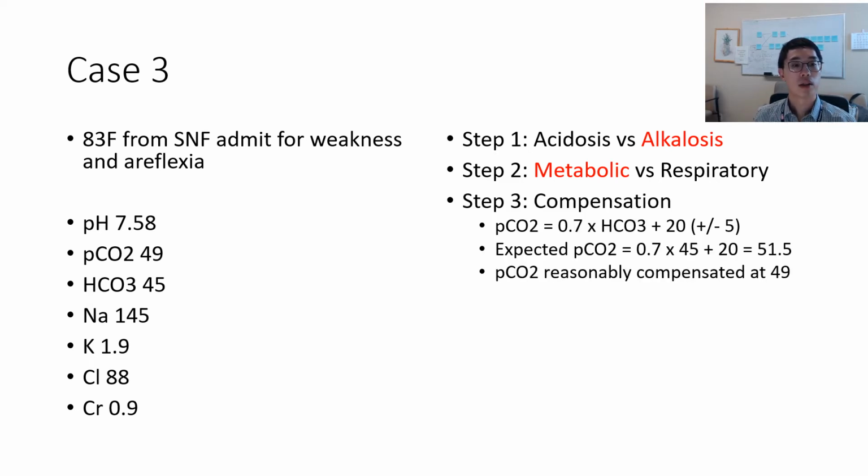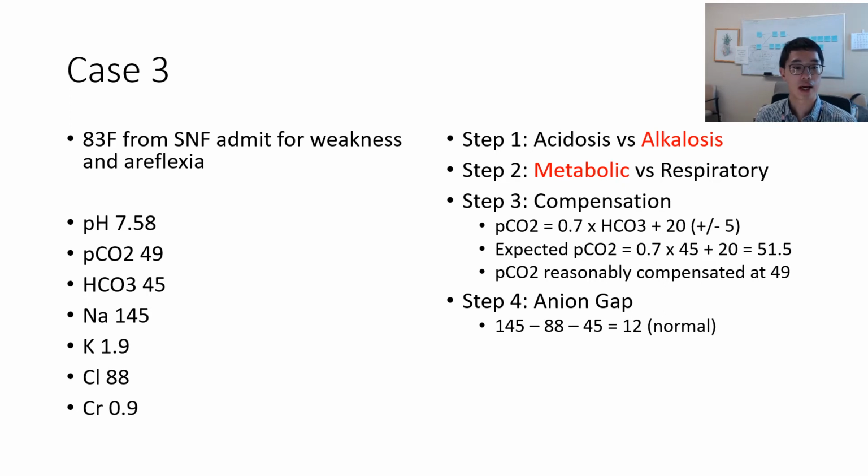And hence we have a metabolic alkalosis. Okay. Then the next step is to calculate the compensation. So the PCO2 here is 0.7 times the bicarbonate plus 20 plus or minus 5. And if you plug in the numbers here, our expected PCO2 is 51.5 plus or minus 5. And if you compare to the 49 that we have on the ABG, that's roughly about correct. And so we have a primary metabolic alkalosis, which is compensated.